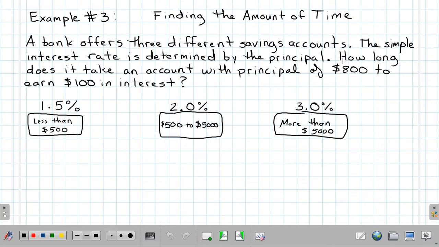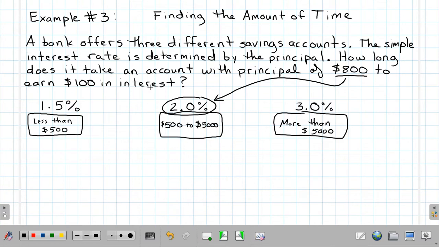How long does it take an account with a principal of $800 to earn $100 in interest? So this $800 tells us what the principal is. Well, which savings account are you going to be able to get with a principal of $800? Well, $800 is between $500 and $5,000. So that tells us we're going to end up with a 2% interest rate. Okay? So that's the savings account that we're going to have here because we deposited $800. They give us the savings account with a 2% interest rate.